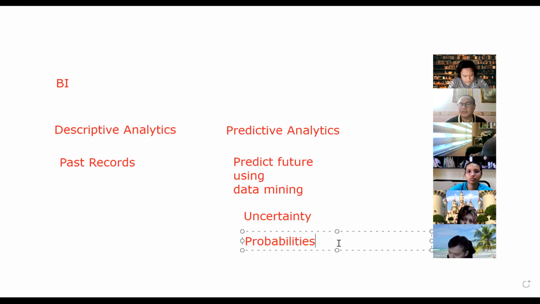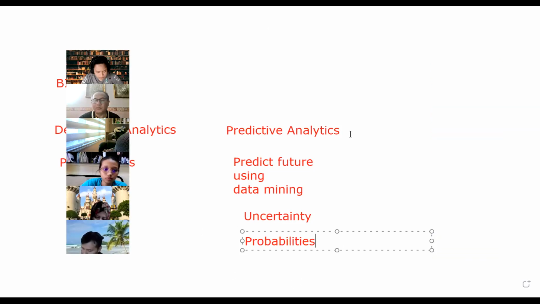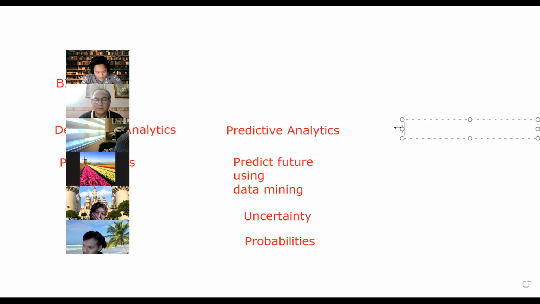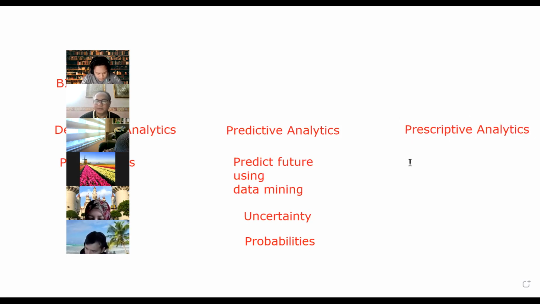This is predictive analytics. But once we have predictive analytics, we want to use this for decision making. We want to make assumptions. So we have prescriptive analytics, where we start to make assumptions and optimization.